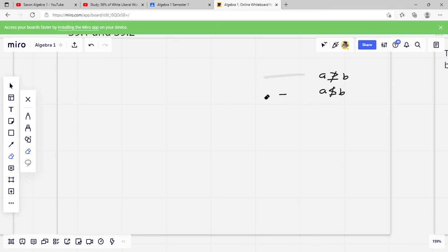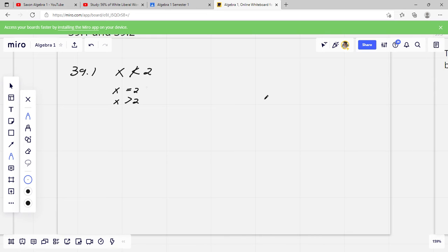Alright, so the problems are going to look like this. This first one, 39.1, says, draw a number line and graph the solution of x is not less than 2, right? So that means x could be equal to 2, or x could be greater than 2. It just can't be anything less than 2.